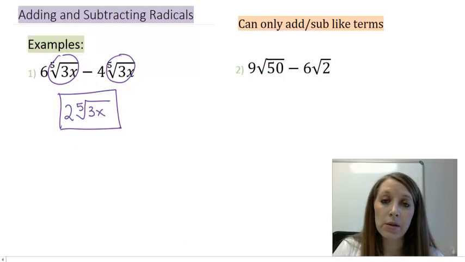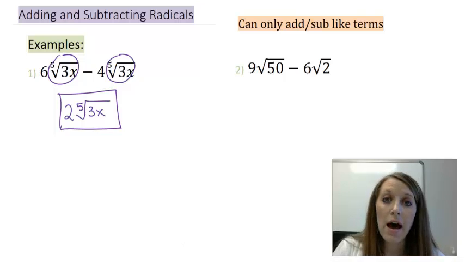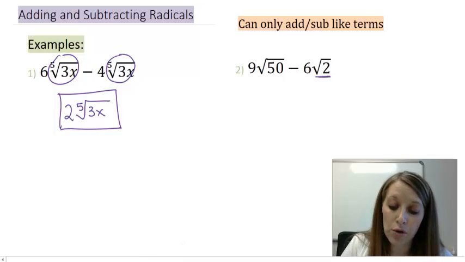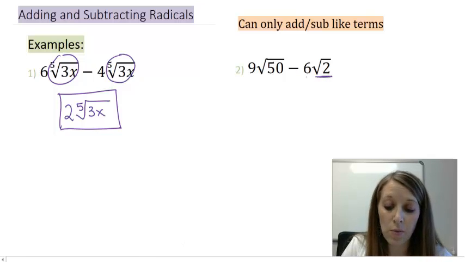Example 2 is a little bit more complicated. I cannot add it at first, but my first step would be to simplify it using the techniques that we've learned in the past, the good pi, bad pi technique, and then hopefully at the end of that I have like terms which I can combine. Now my root 2, I cannot do anything with it, so that's going to stay as is.